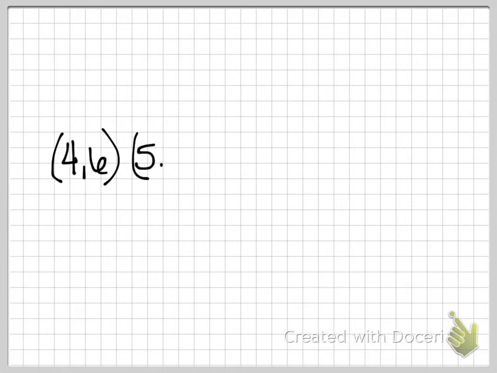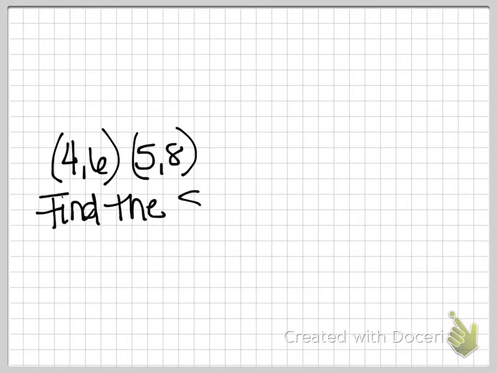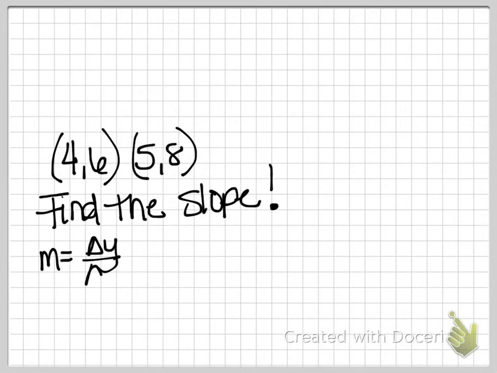Alright, so what if you're not given the slope? There's only one more step to do then, which is you need to find the slope. So we remember that the slope is rise over run, or change in y and change in x. And that's what the triangle here means, change in y and change in x.